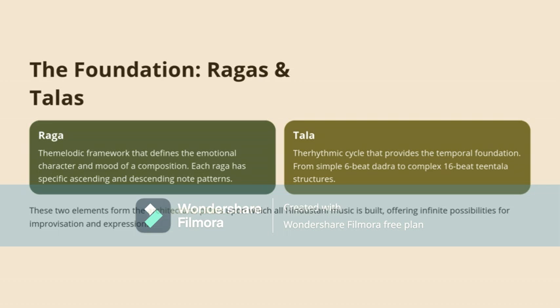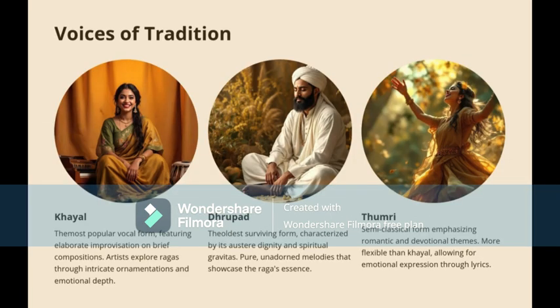Okay, so if those are the rules, how do musicians actually use them? Let's look at the different ways this structure shows up in the main vocal styles. We hear about Dhrupad, Khyal, Thumri. How are they different? Yeah, let's try some imagery.